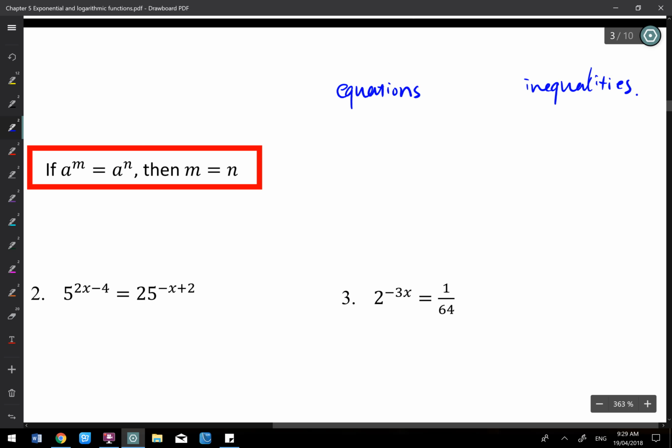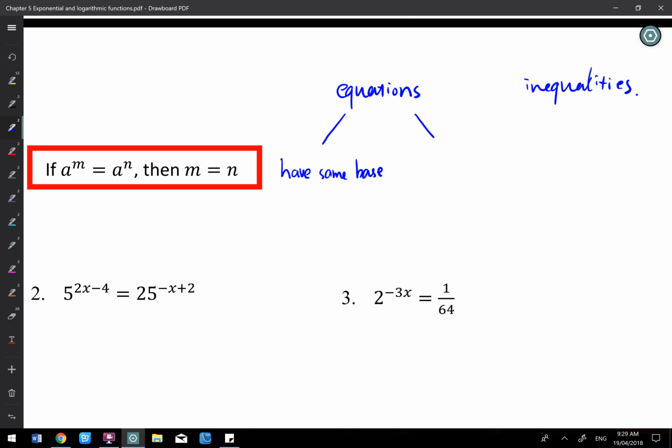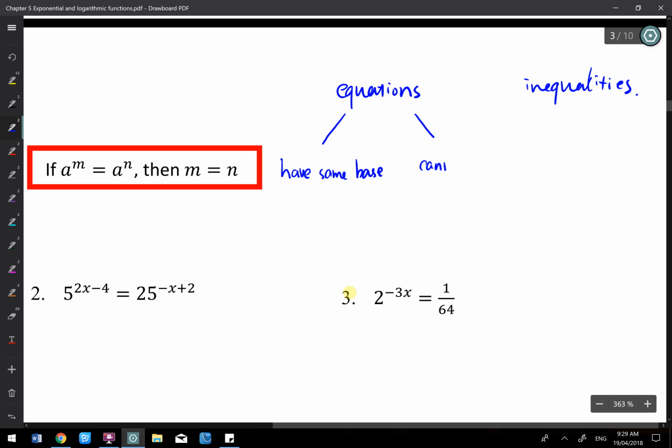Okay, equation and inequalities. We have two types. One type for equation is have same base. Well, I mean they can have same base. You can make it into the same base. And the other type is cannot have same base. Inequality is the same. Same base, cannot have same base.